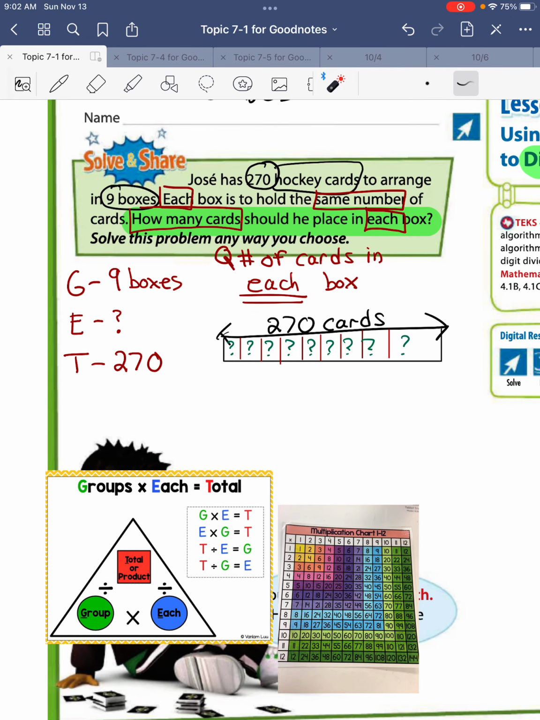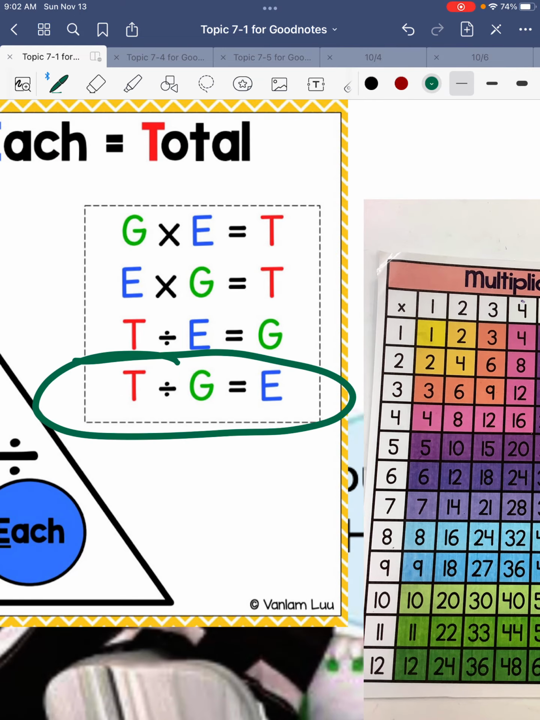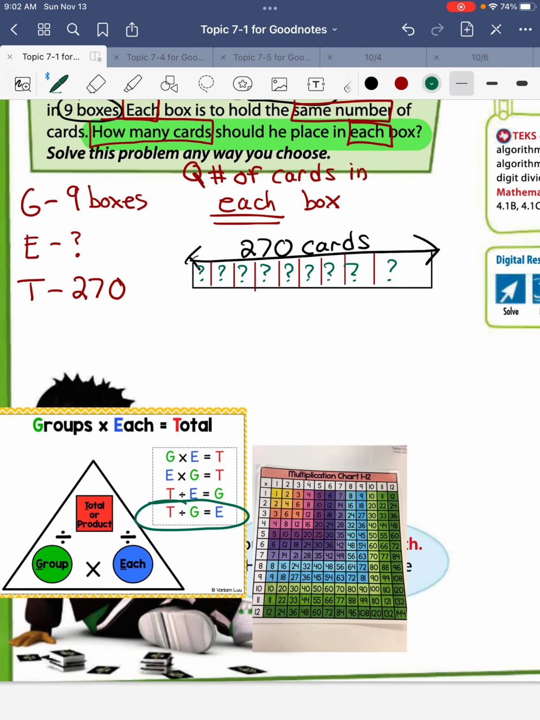So then let's look at my get. And let's go back to it. I know my groups. Okay, so which one says I know their groups? Okay, I have it here, here, here. Okay, I know my total. So which one says they know their total? It'd be this one, total and groups. And I'm looking for my each. This one is looking for their each. So I'm going to be doing this one on the bottom. And it tells me right here that I'm going to be dividing.